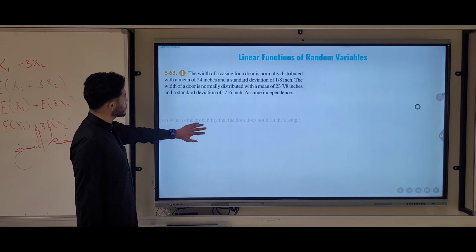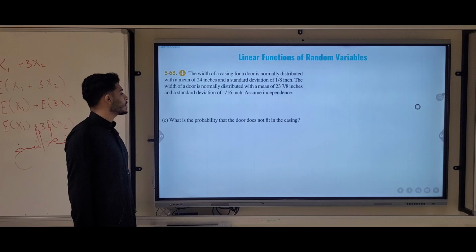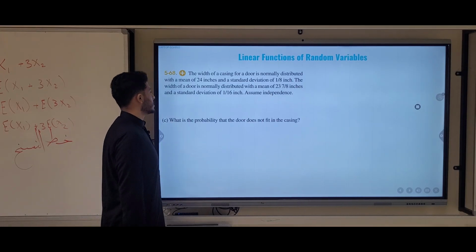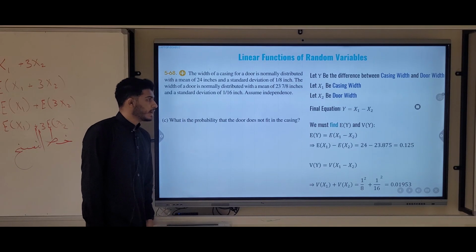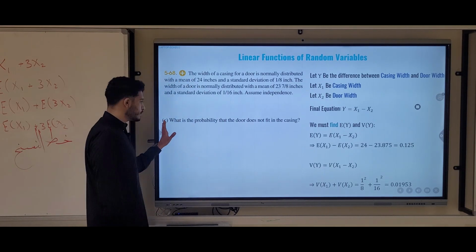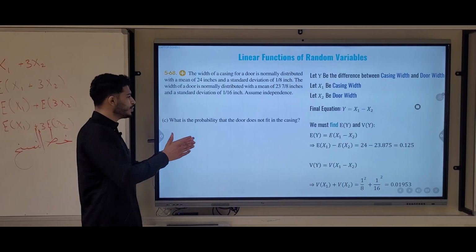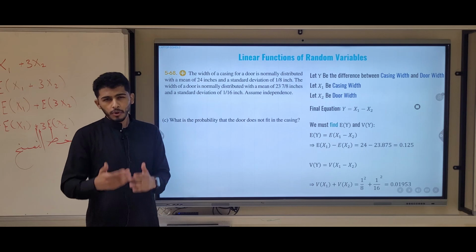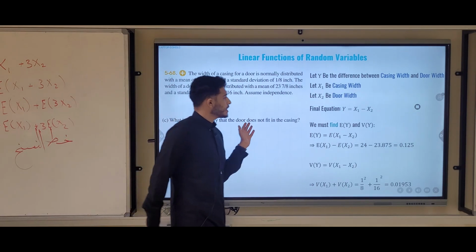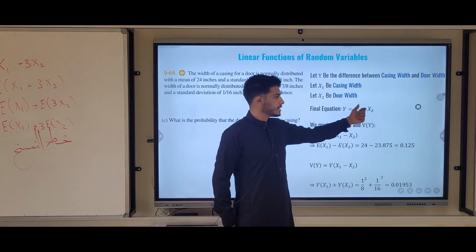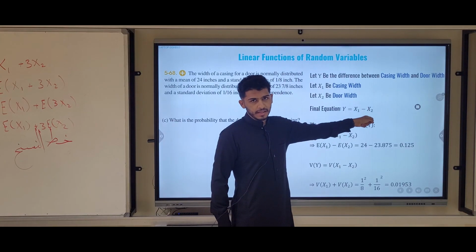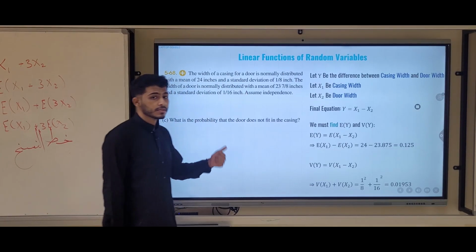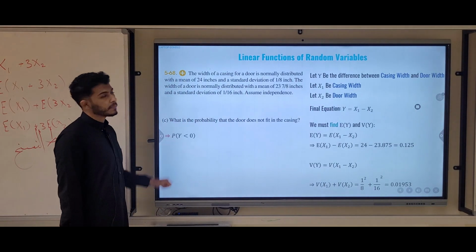So for the width of the casing, it's the same question. What's the probability that the door does not fit in the casing? Okay, that's a very good question. So in the final equation here, how would the door not fit in the casing? If the door is bigger than the casing. So when we come to this equation, this is the door and this is the casing, and if the door is bigger than the casing, then the value for capital Y will be negative. So this is what we are trying to look for, capital Y being negative.